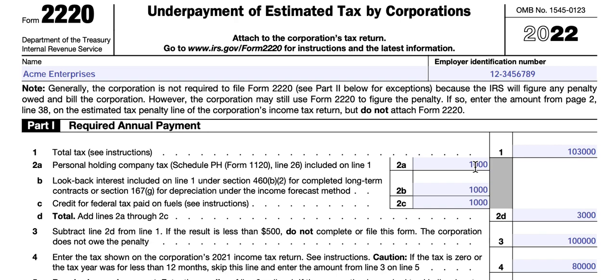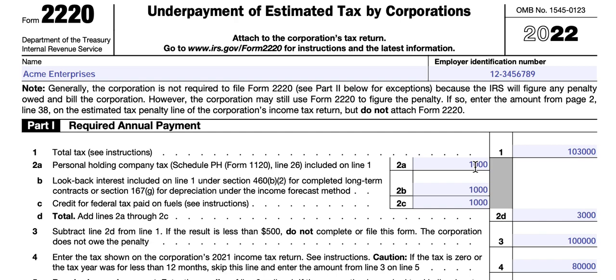So in line 2A, personal holding company tax from Schedule PH of your Form 1120. In line 2B, look back interest either under IRC Section 460(b)(2) for the completed long-term contracts, or IRC Section 167(g) for depreciation under the income forecast method. And then in line 2C, this would be the credit for federal tax paid on fuels, and you can see more in the form instructions.